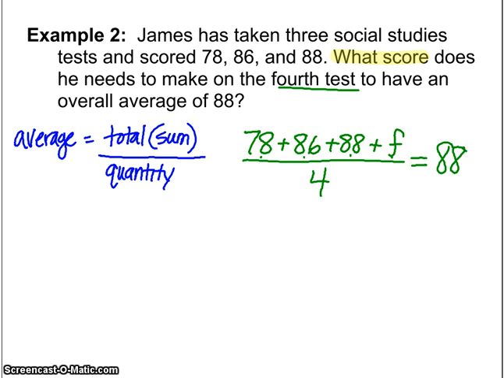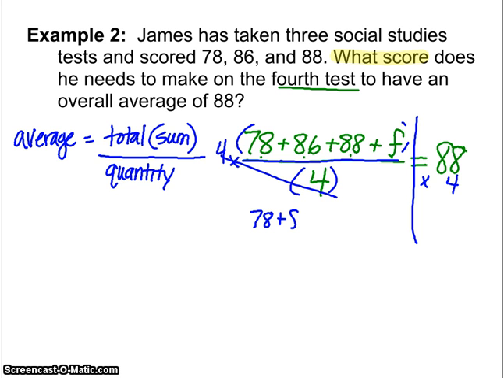So, taking a look at this, right off the bat, let's get rid of our denominator. This fraction bar is the same as the division sign, so we're dividing by 4, so let's multiply both sides by 4. And then we're left with 78 plus 86 plus 88 plus F, and 88 times 4 is 352.